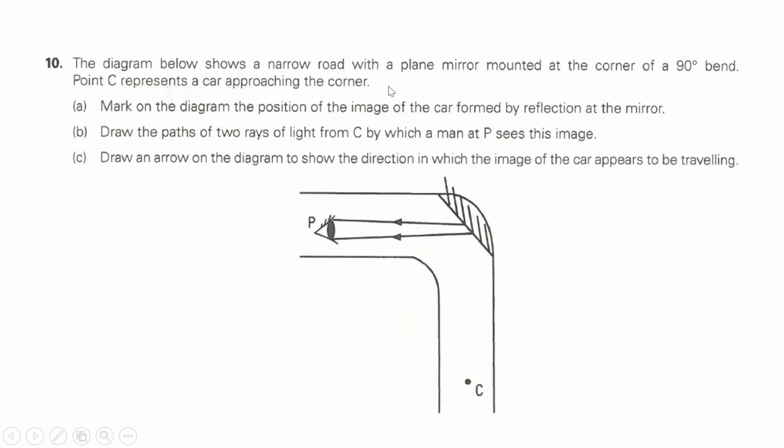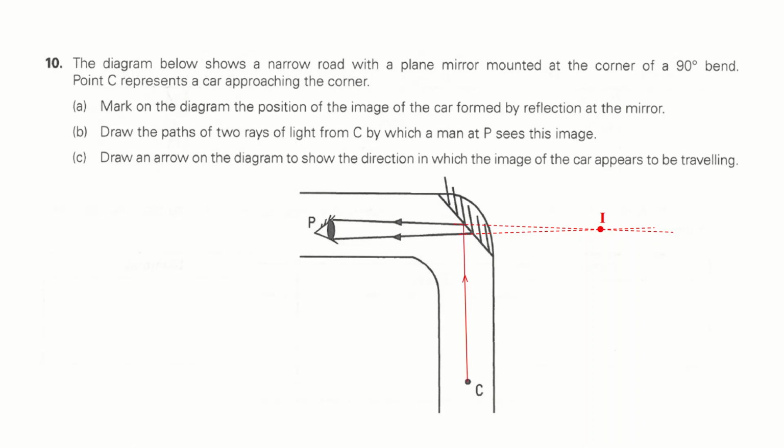The diagram below shows a narrow road with a plane mirror. I got a plane mirror here, mounted at a corner of a 90-degree bend. Point C represents a car approaching the corner. So mark on the diagram the position of the image of the car formed by reflection at the mirror. So the image of the car here will be somewhere here, right? Because when I see light, light appears to travel in a straight line. So I just extend it all the way, and same thing as the previous question, boom, I get the intersection point, and that is my image.